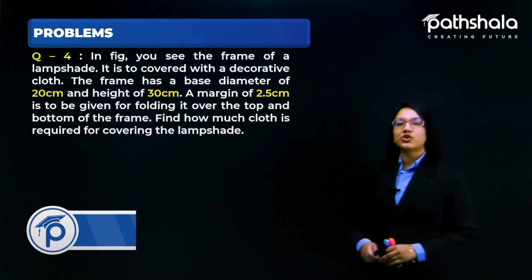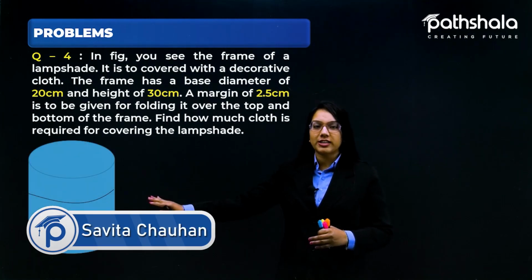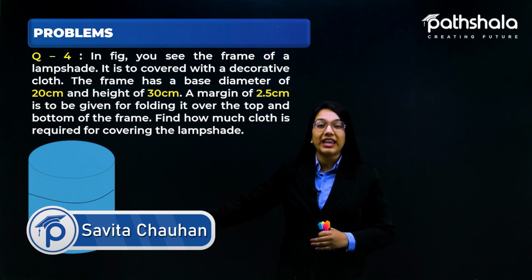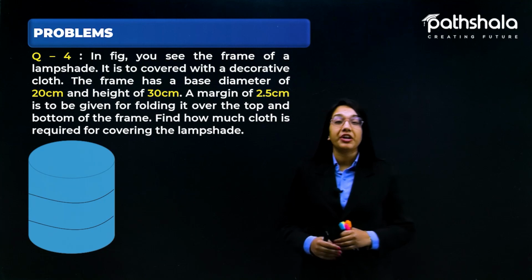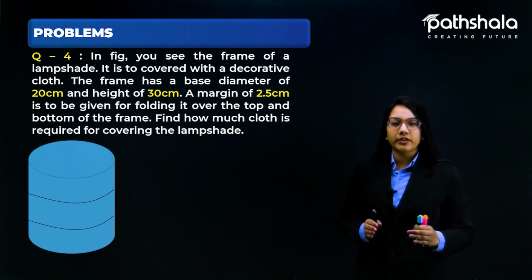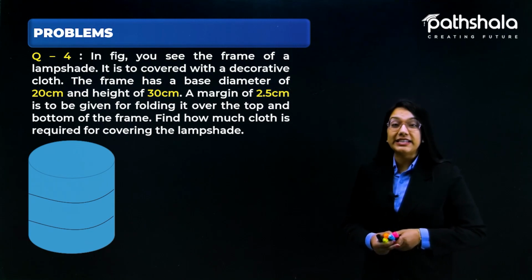Now let's see the next question, question number 4, which says that in the figure, this is nothing but the figure, as you can see. You see the frame of a lampshade. This is nothing but a frame of a lampshade. It is to be covered with a decorative cloth, and the frame has a base diameter of 20 centimeter.